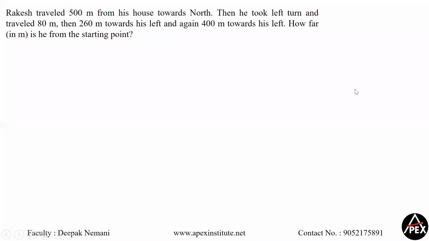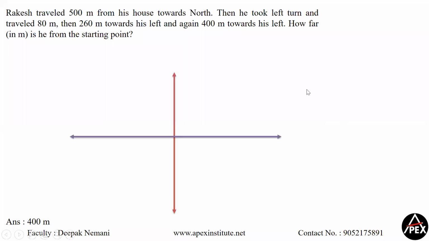Okay, we have 320, 480, 100, 400. Okay, let's see. So the answer should be 400 meters. Now let's see. Now, Rakesh traveled 500 meters from his house. Now, always consider this as the starting point. Okay, travel 500 meters from his house towards north.